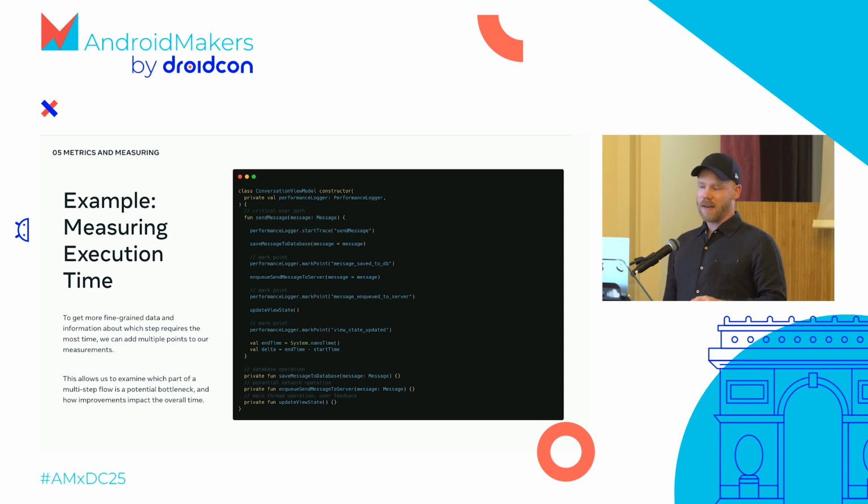This more fine-grained data will then allow us to check which part of this multi-step flow is a bottleneck, and that can give us insights into how to improve the overall code path, and also how improvements that we already did impacted the code path.